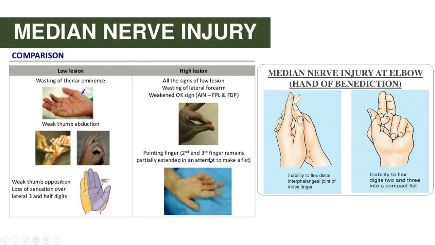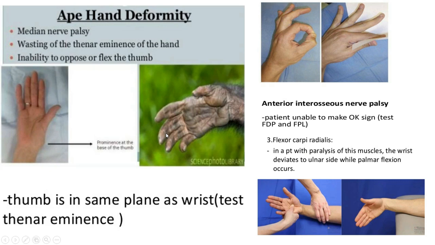Now due to weakness of the flexor pollicis longus, the patient cannot flex this distal interphalangeal joint. Also the patient cannot perform this OK sign. This OK sign is not possible. This configuration is solely formed by the median nerve. And there will be what is called ape thumb deformity.